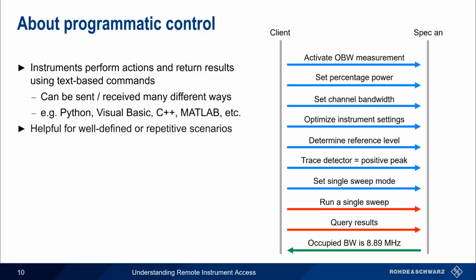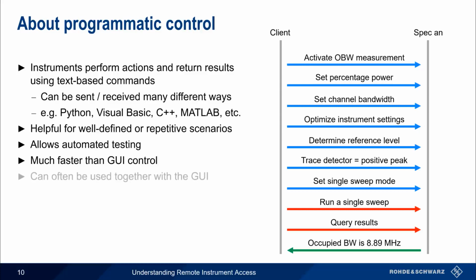Programmatic control is particularly useful in the case of well-defined test scenarios or repetitive tests. Programmatic control also allows for fully automated testing and can configure and execute tests much more quickly than would be possible either using a local or remote GUI. In some cases, programmatic control may be used together with a GUI, for example, when developing test scenarios or when visually monitoring test progress or results.